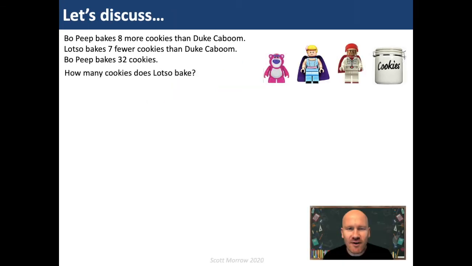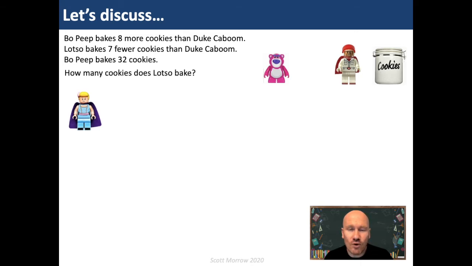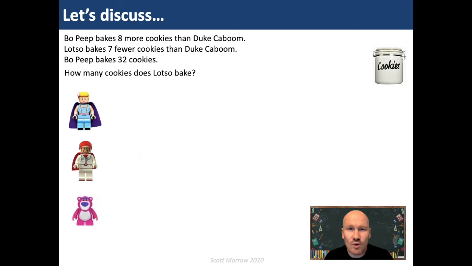Let's discuss that first problem. Bo Peep bakes 8 more cookies than Duke Kaboom. Lotso bakes 7 fewer cookies than Duke Kaboom. How many cookies does Lotso bake? Let's look at the information we've got here. I don't know how many Lotso or Duke baked, but I can put them in order. Bo Peep baked the most cookies because we know that she baked more than Duke. And Lotso baked the least number of cookies because we know that he baked fewer cookies than Duke.